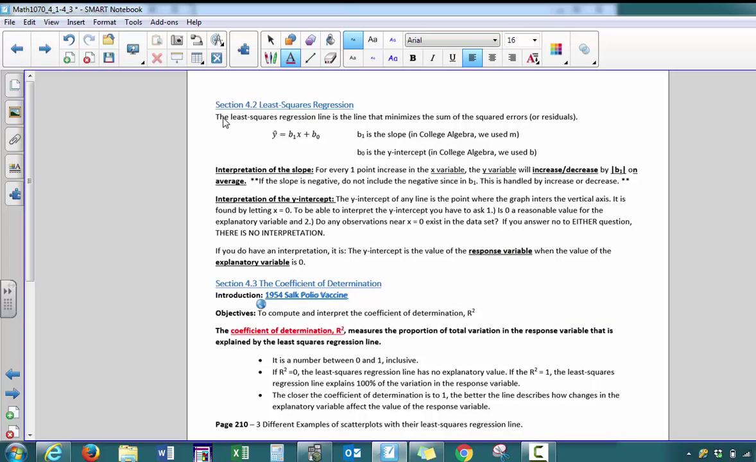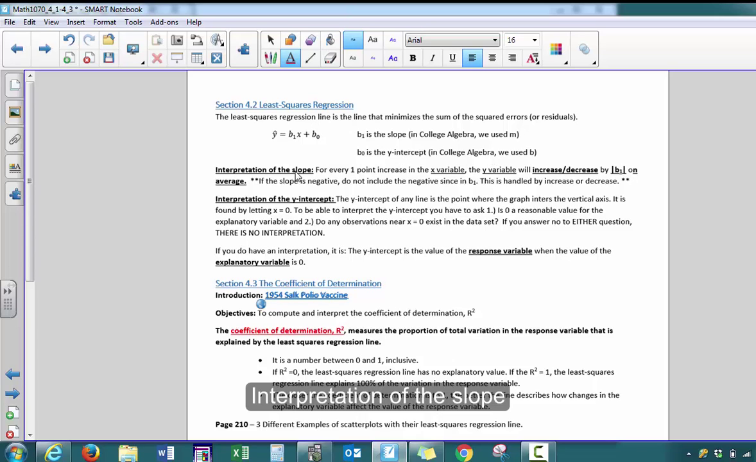So the other information that you're provided is the least squares regression line. This is the best line that can be created to fit the points in your particular data set. So y hat represents your least squares regression line, also known as your prediction line. Your coefficient of x is b sub 1. That is still the slope that we use from college algebra. In college algebra, we just use the letter m to represent your slope. B sub 0 is still your y-intercept, same thing as b from college algebra.